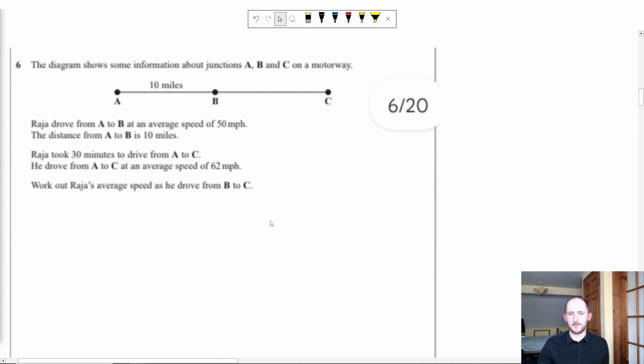In theory, but anyways. So the diagram shows some information about junctions A, B, and C on a motorway. Raja drove from A to B at an average speed of 50 miles an hour. The distance from A to B is 10 miles. Raja took 30 minutes to go from A to C, so that's the total distance, length. And he drove from A to C at an average speed of 62 miles an hour. So we need to work out the average speed as he drove from B to C.